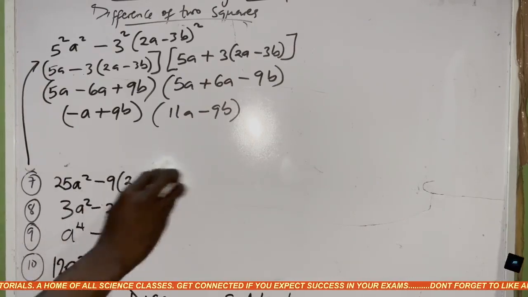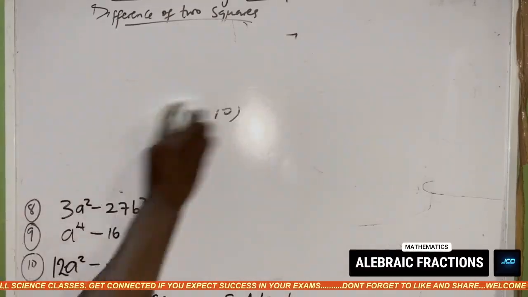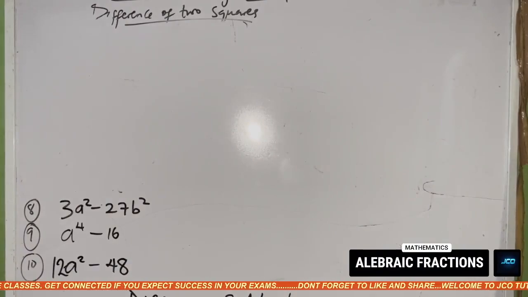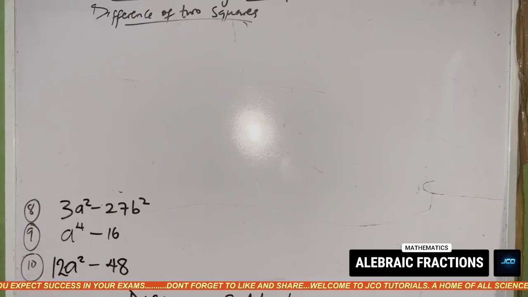Okay, so I believe you are following. That's for number 7. Now number 8. Pause the video, try it yourself before we come back. Can you put 3 as a square of a number? No. 27 as a square of a number? No. So what do we do in this case?